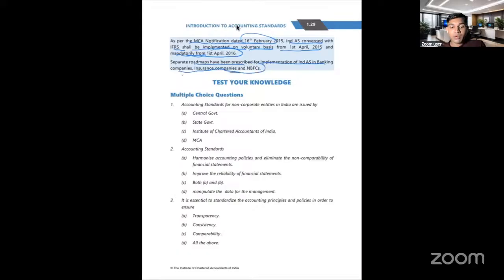Now, accounting standards for non-corporate entities in India are issued by ICAI. Accounting standards harmonize the accounting policies and eliminate the non-comparability of financial statements, right? They improve the reliability of financial statements, right? So both A and B. No, it is essential to standardize the accounting principles and policies in order to ensure transparency and comparability.